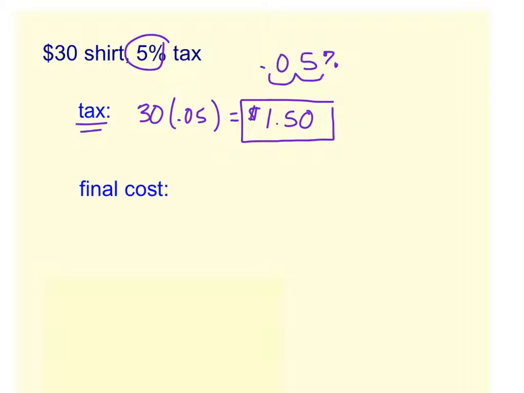Now to get the final cost, you're just going to take your price of the shirt, it's $30. Now should we add in the tax or subtract out the tax? Remember, tax is something extra that you pay, so you're going to add in the $1.50 tax. And it's going to give you $31.50.